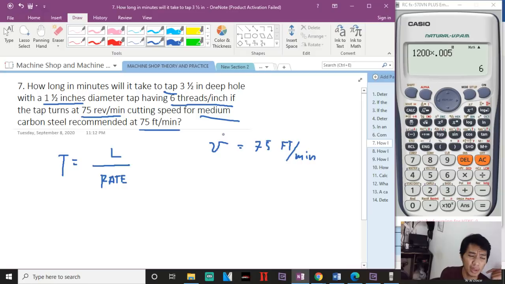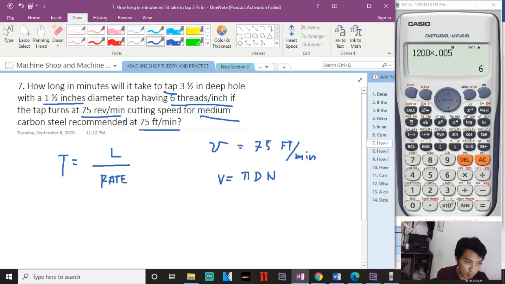Sir, saan kukunin yung niyan? Yung pang-cancel sa revolutions per minute. Pare, worry no more. Bakit? Kasi tignan mo meron kang diameter dyan. So, V is equal to pi d n. Hanap mo si n. Okay? Titignan natin kung sasakto ba yung revolutions per minute niya.